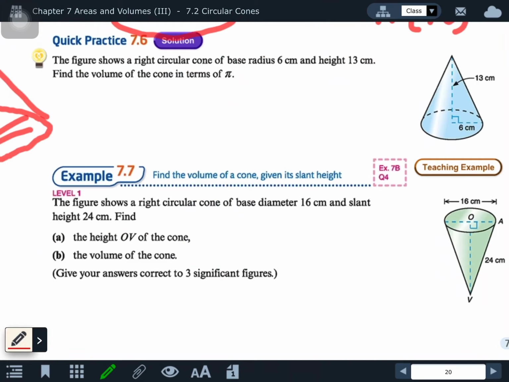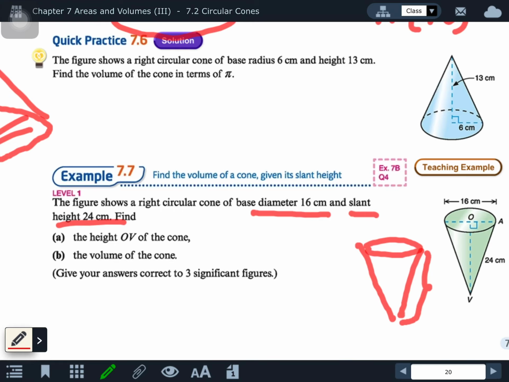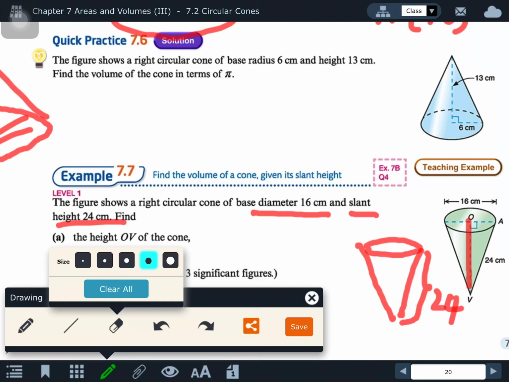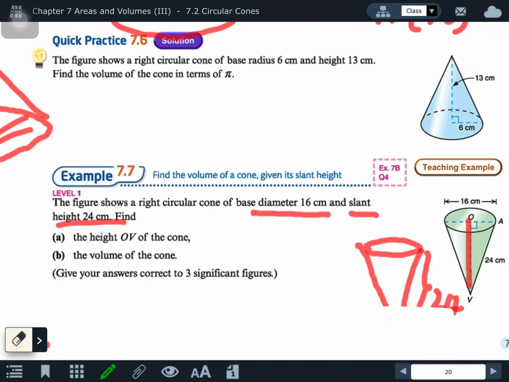For example 7.7, they give us some data, for example the diameter and the slant height. The slant height means, if we have a cone, this part, which is 24. How can we find the height? We're using almost the same thing for calculating the height. We can use the Pythagoras theorem. We are always using this technique.